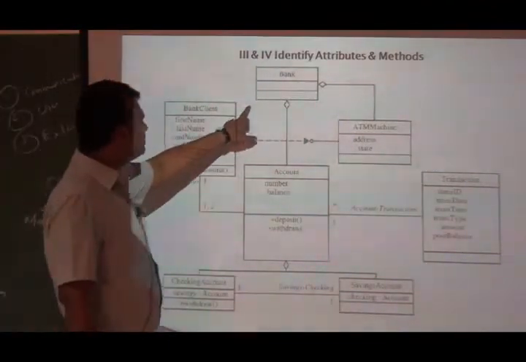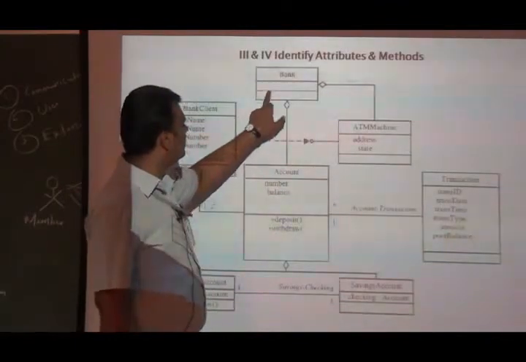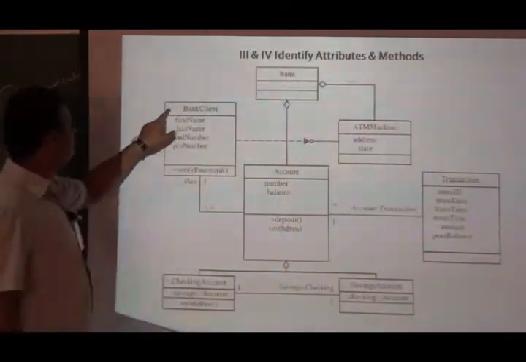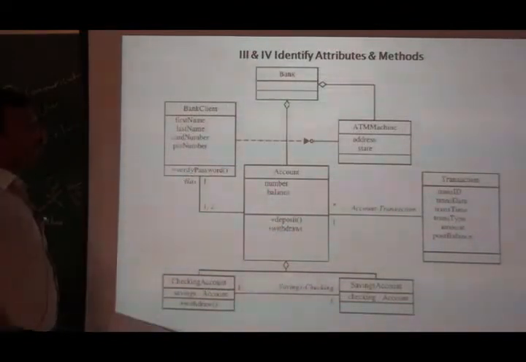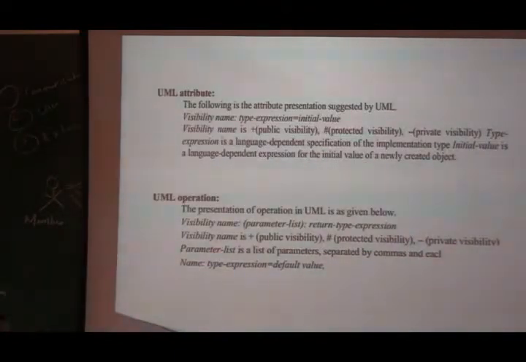How do we represent a class? A class is represented as a rectangle with three compartments. The first compartment represents the class name, then the attributes, then the methods. Then what is the syntax for the UML attribute presentation and the UML operation presentation?